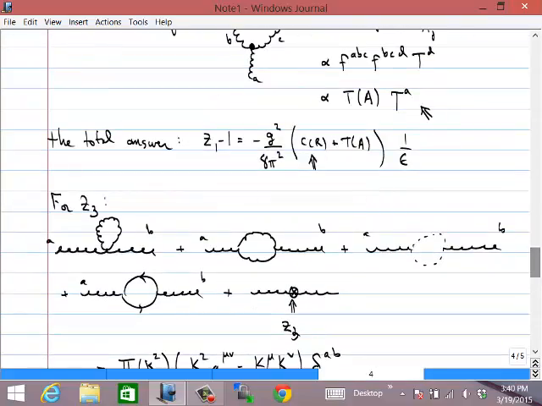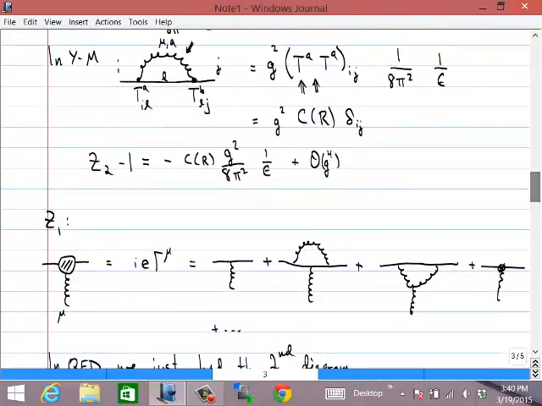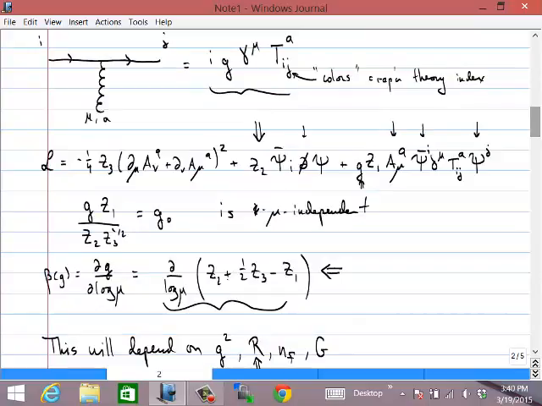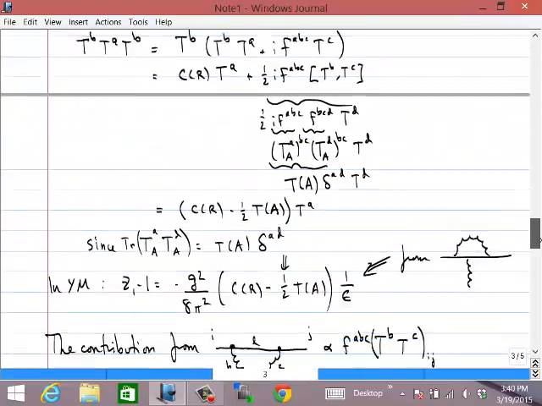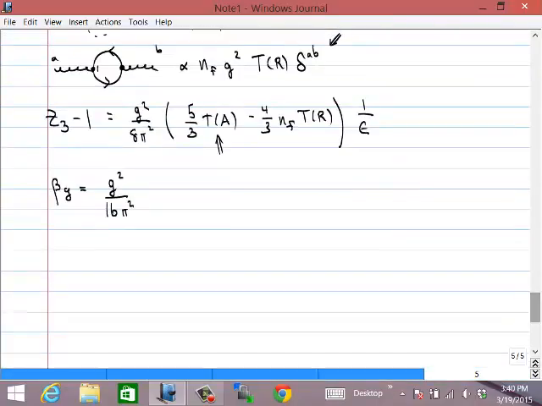And where was it? Z2 was also proportional to minus C. And the beta function is proportional to Z1 minus Z2. So those factors of C all cancel. So the beta function is proportional to only T_A and T_R.